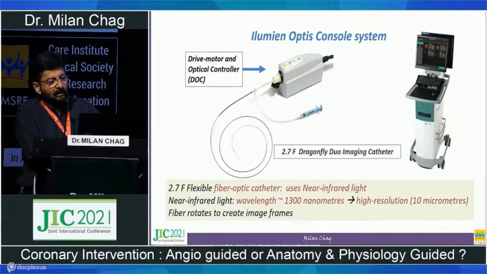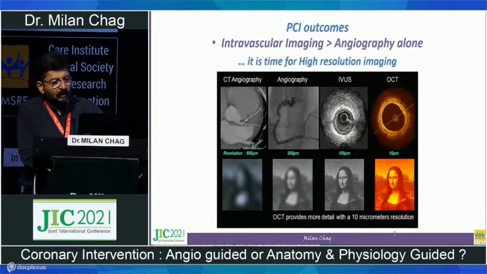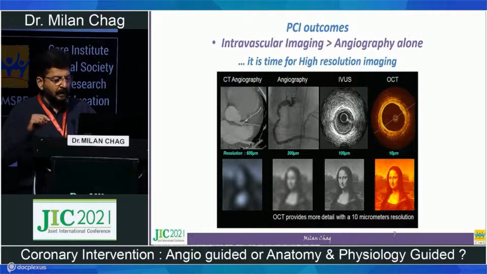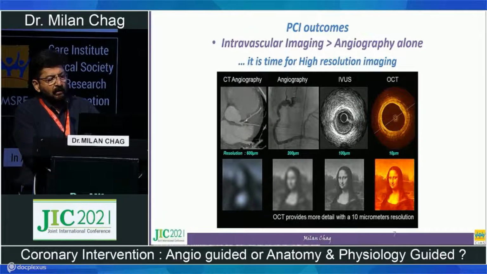This is the catheter, which is a 2.7 French Dragonfly Duo imaging catheter. It is a fiber optic catheter. It goes like a PTCA balloon or stent on the wire, and then what you can do is measure and see PCI outcomes. There are now so many randomized trials which have clearly shown that PCI outcomes are better with intravascular imaging, whether you use intravascular ultrasound or optical coherence tomography. It is better than angiography guided PCI. So it is time for high resolution imaging.